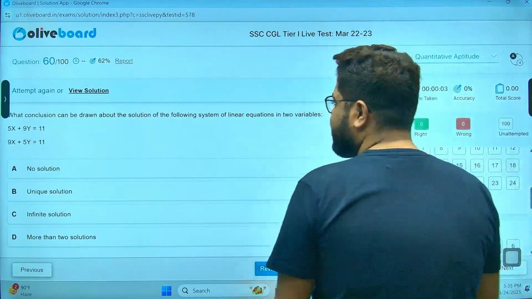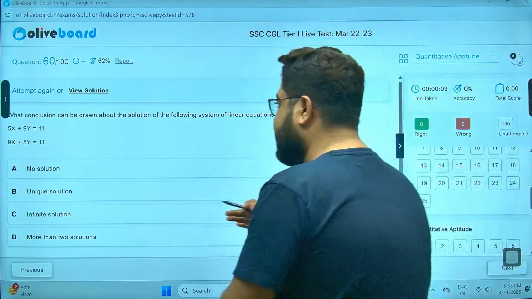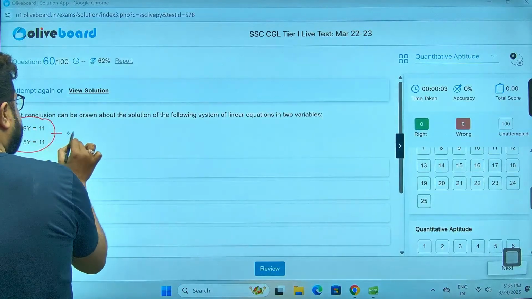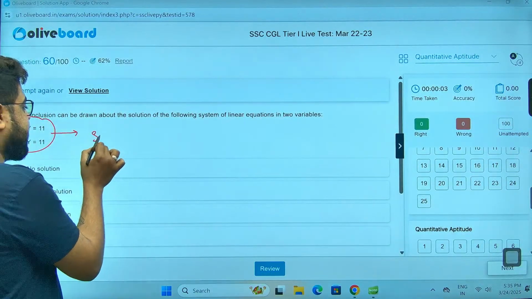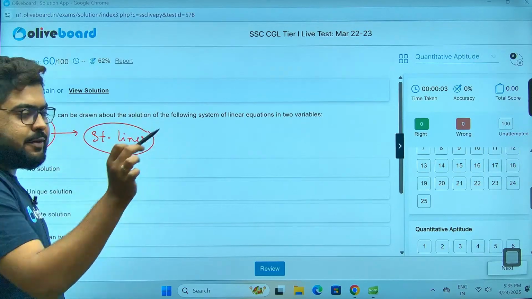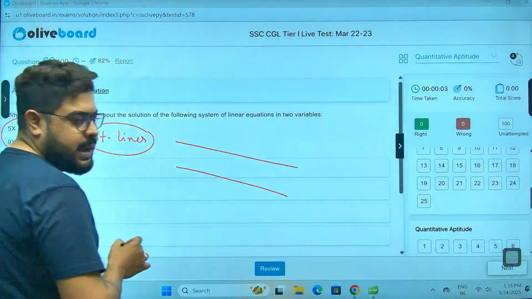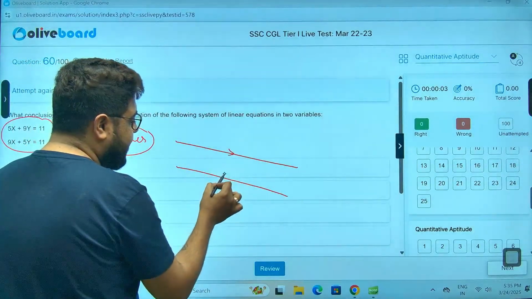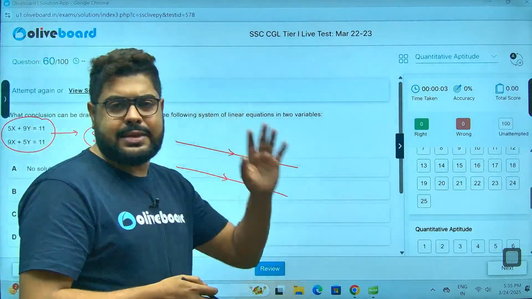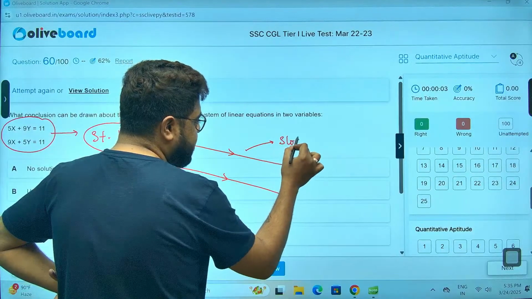Okay, sir, next: linear simultaneous equations. Both are straight lines. Just let me give you the theory. Sir, if both the lines are like this, that means they are parallel. And whether a line will be parallel or perpendicular or something else only depends on a quantity called slope, sir.